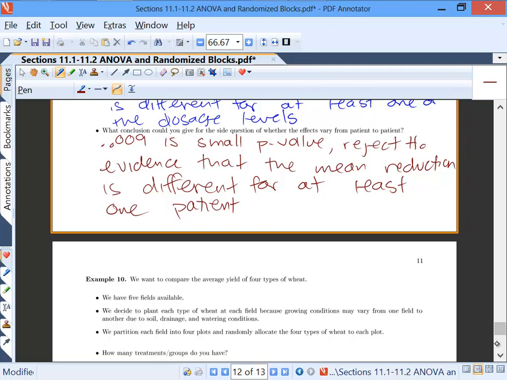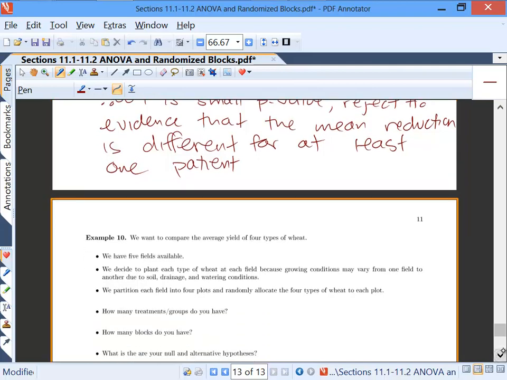And so he realized that I might think that wheat type A grows better, but it might just be because it was in this field that got more water. And so we realized that we're going to be introducing a lot of bias if we just put one type in each field. It makes a lot more sense if we put all 4 types in each field. So what he proposed is that we partition each field into 4 plots and put each type in one of those 4 plots so that each field has all 4 types of wheat.